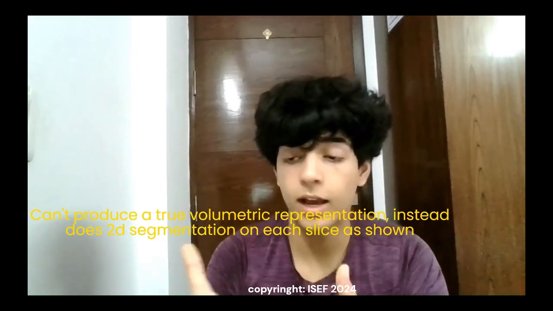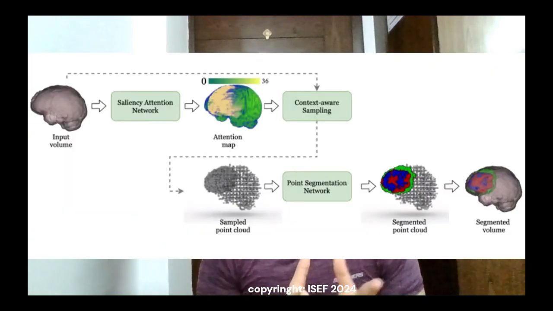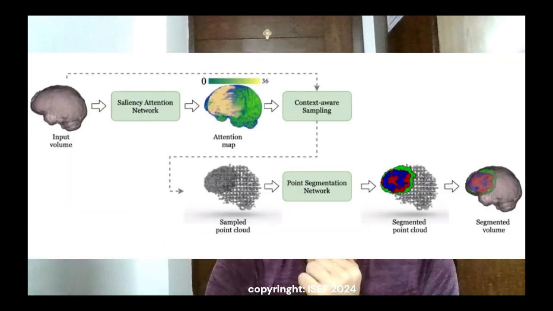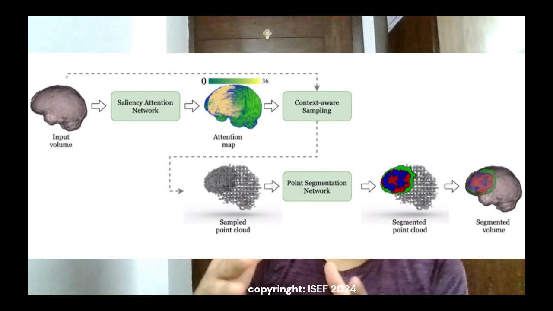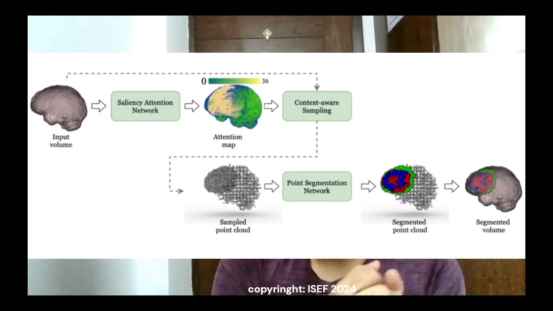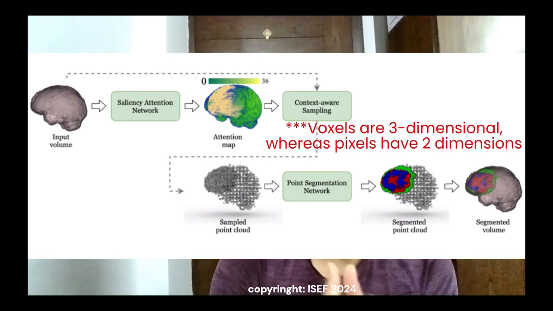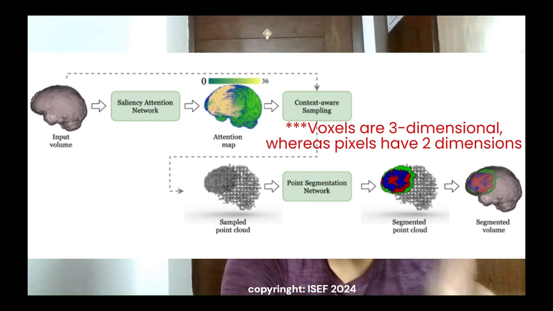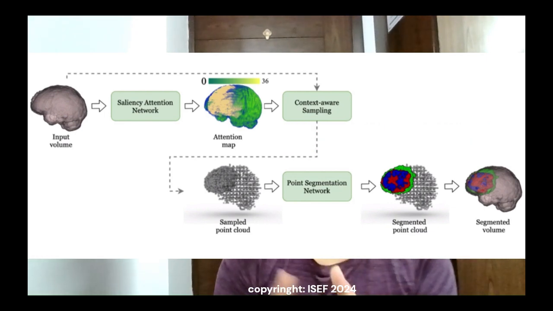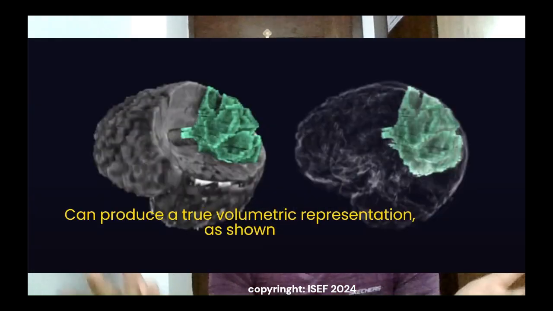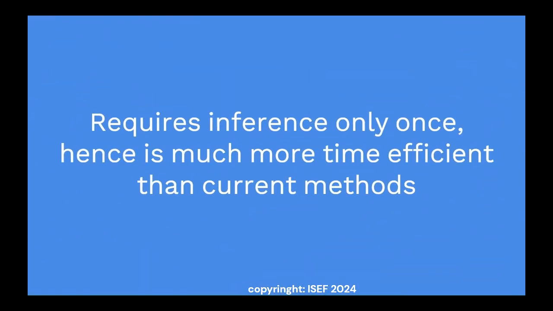Now, to combat that, I have introduced this project. What this aims to do is to first off define a saliency attention network, which basically creates an attention map of where the tumor is most likely to be present. And secondly, it can run voxel-based segmentation. The benefits of that are that, first off, since it's voxel-based, it can create a completely true volumetric, 3D representation. And secondly, it requires only one-time inference.